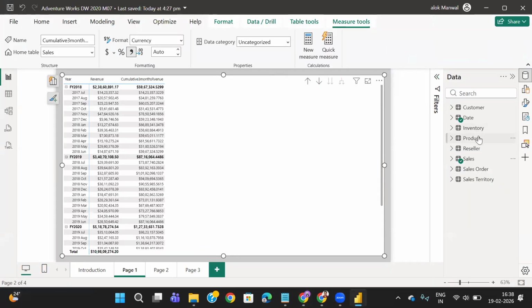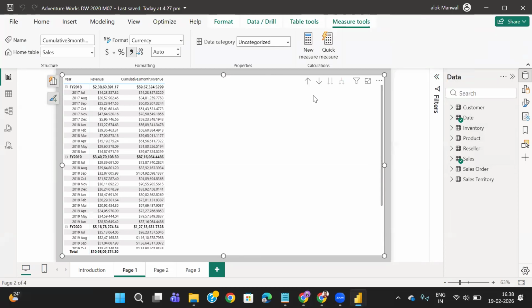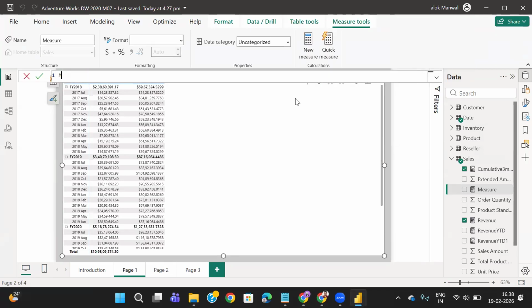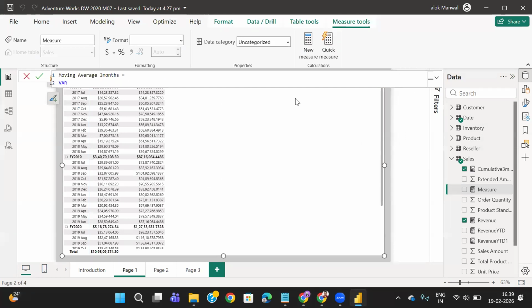Now I am creating a moving average for 3 months. For that, we already have that cumulative function available, but what I'm going to do is I'm making it from scratch. Okay, I need the cumulative.